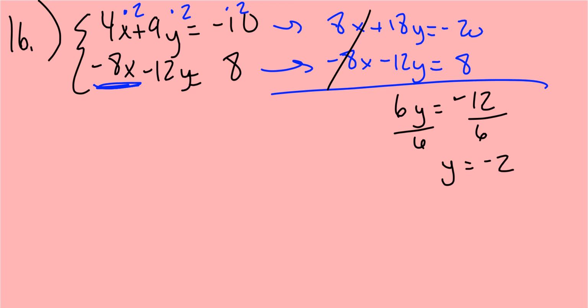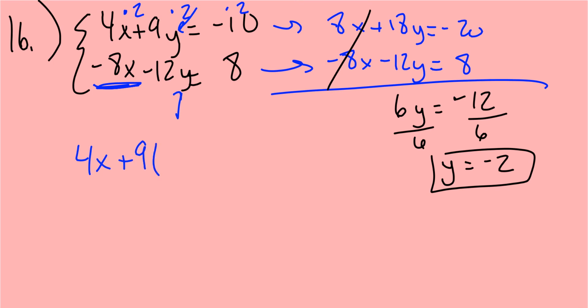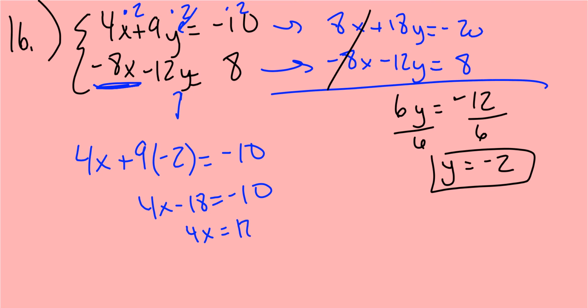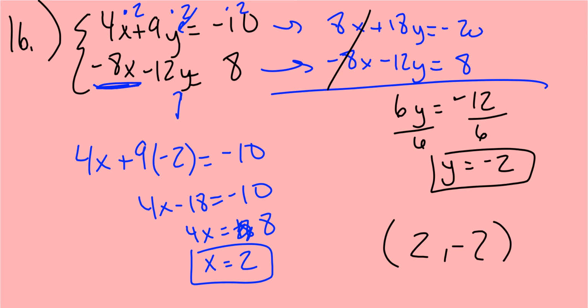Y equals negative 2. I take my y and plug it into the top. So I'm going to write 4x plus 9, and instead of y I'm going to put negative 2, equals negative 10. I get 4x minus 18 equals negative 10. I add 18 because I have to get rid of the subtraction first. Then I divide by 4. I get x equals 2. I have an x, I have a y, I write it as an ordered pair: 2, negative 2, and that's it for 16.